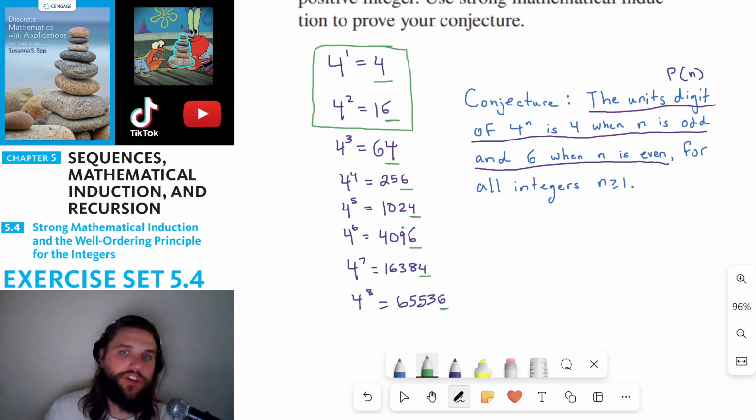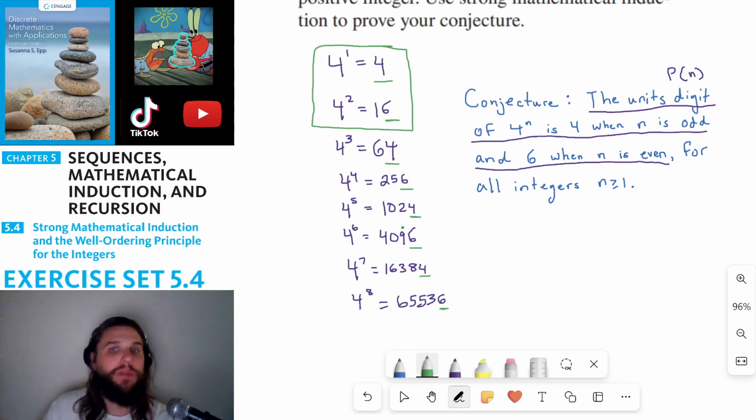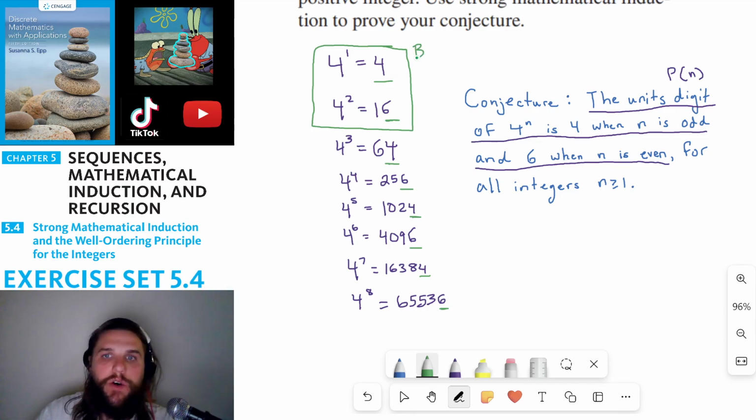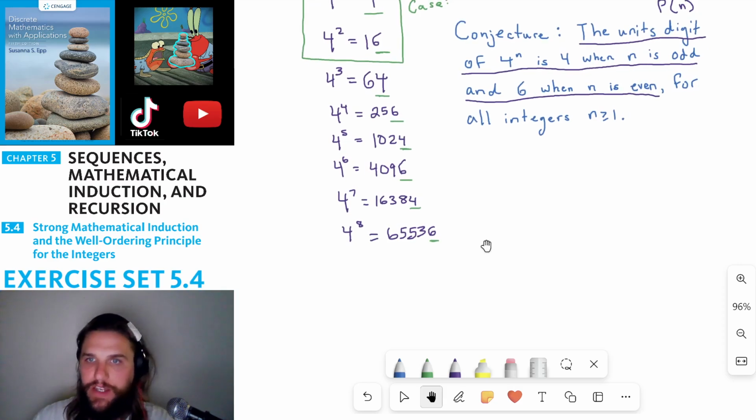That way we'll be able to show that P of 1 implies P of 3, and P of 2 implies P of 4, and then P of 3 will imply P of 5, and P of 4 will imply P of 6, and so forth. So this right here corresponds to the proof of the base case. It will be more clear as to why we need 2 base cases here once we show the inductive step.